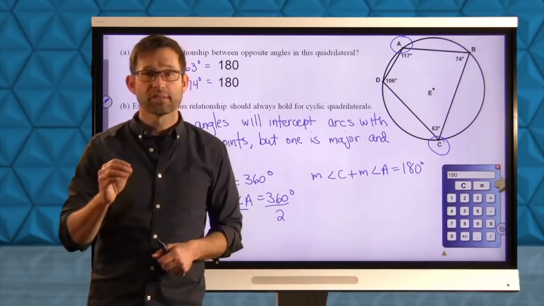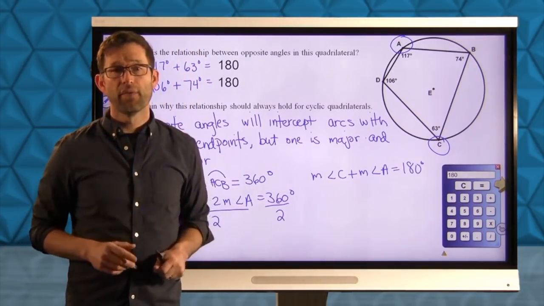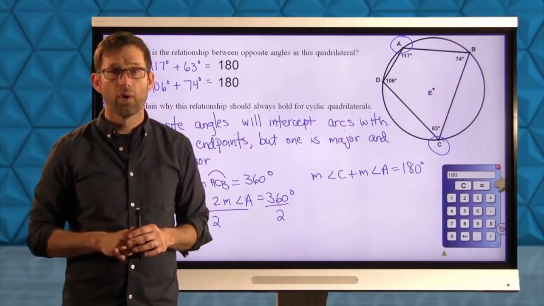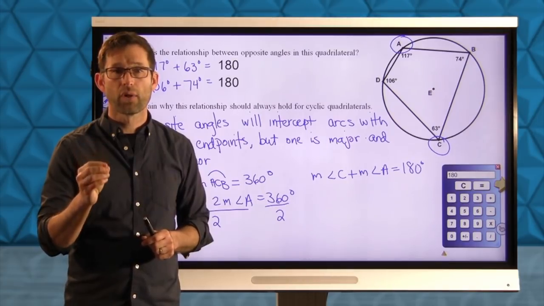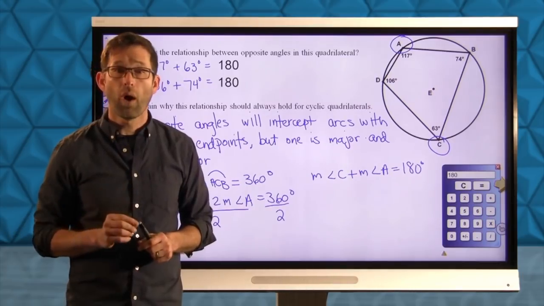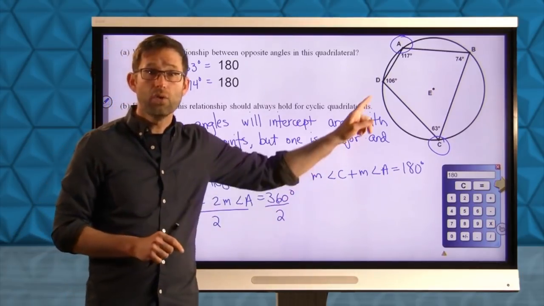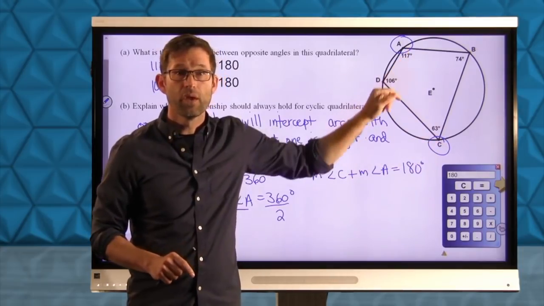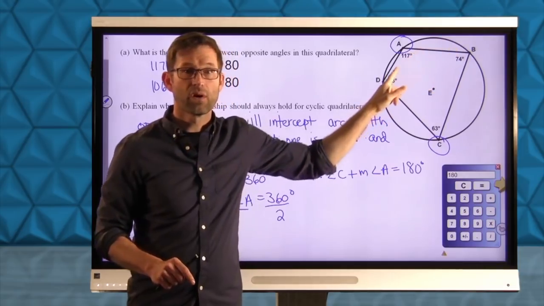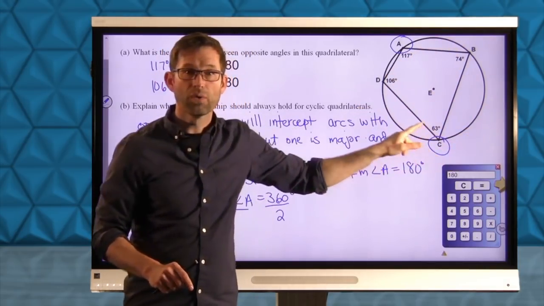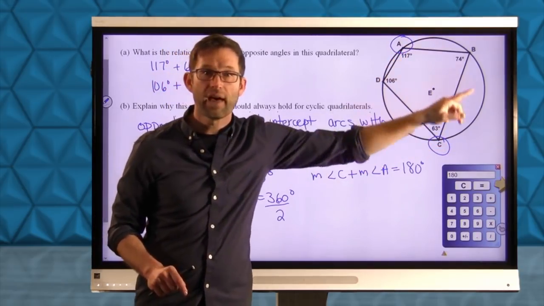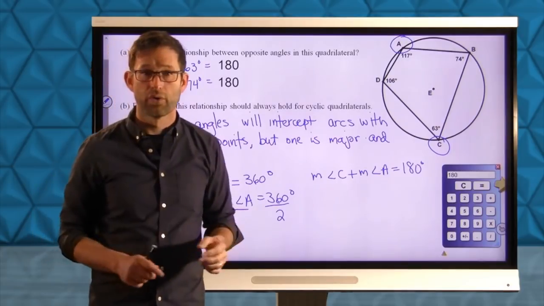This is a standard that is specified in the Common Core standards. The Common Core geometry standards state that students will know that opposite angles in a cyclic quadrilateral are supplementary, that they add up to 180 degrees, and they'll know why, right? And again, it all has to do with just keying in on A and C. A intersects this arc, C intersects this arc. Those two arcs always will add up to 360, and because these two measures are going to be half of that, they have to add up to 180.